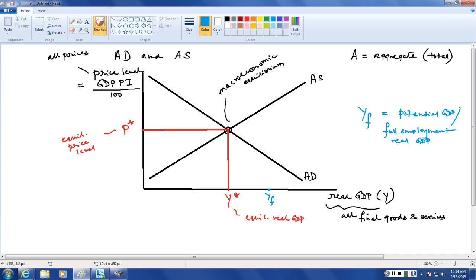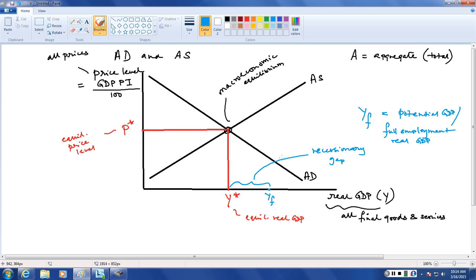Right? Now this gap between Y star and YF is called a recessionary gap. That is a recessionary gap. That's an economy in recession. This is how we would portray an economy in recession. Now, as I said, the remainder of this course is going to be dedicated to figuring out how this economy can come out of recession.